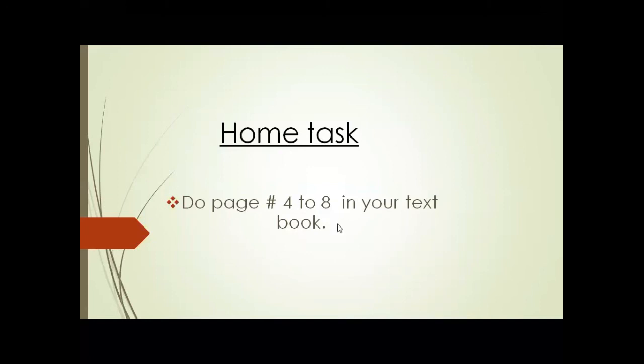Now, this is your home task. Note down your home task. Listen carefully. Do page number 4 to 8 in your textbook. This is your book pages. You have to do these pages in your math book. There is no copy work here. Just do page number 4, page number 5, page number 6, page number 7, and page number 8 in your textbook. Is it clear? Okay. Now my topic is finished.